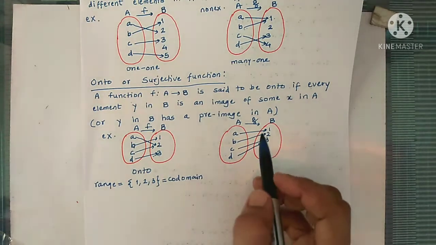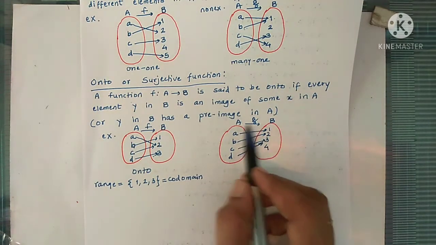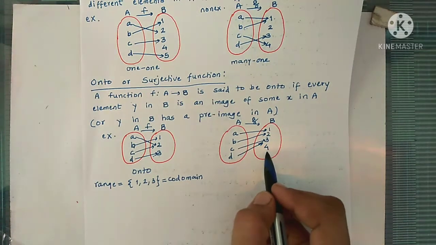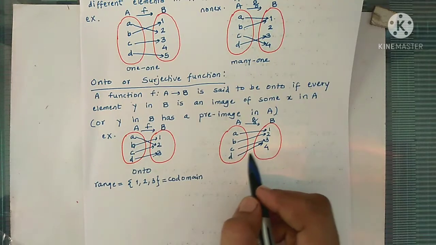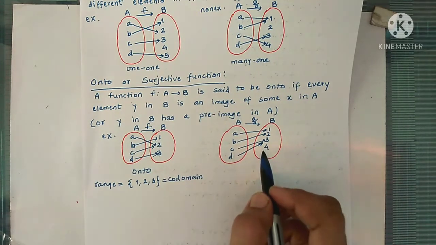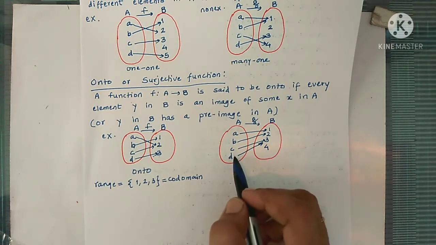Now consider this one, function g from A to B. In this case, this element 4 does not have any pre-image in set A. So there is at least one element in B which does not have a pre-image in set A.